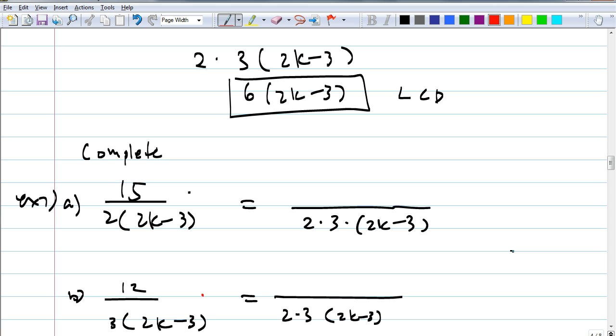It's pretty straightforward, isn't it? Okay, so for A, what do I do here then? Oh, you're still writing it down? I'll give you some time. Allie, what do I need for A? What's missing on the denominator? Look at this one right here. I have 2 times 2k minus 3 here. I got 2 times 3 times 2k minus 3. What do I need to multiply this fraction denominator by so it looks like this? 3. I need 3.